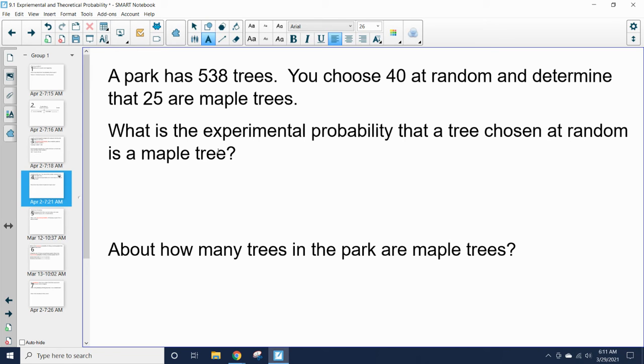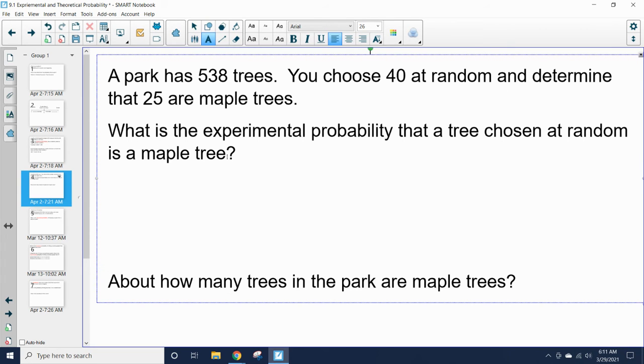So when we're trying to find the experimental probability, we just have to think: desired outcomes divided by total outcomes. So our probability of having a maple tree: we chose 40 trees at random. So we tested 40 trees and 25 are maple trees. So we got 25 desired outcomes out of 40 total outcomes that we looked at. The 25 out of 40 would be our probability. So we could divide that to get our decimal, and that turns out to be 0.625. So 0.625 is our probability of getting a maple tree.